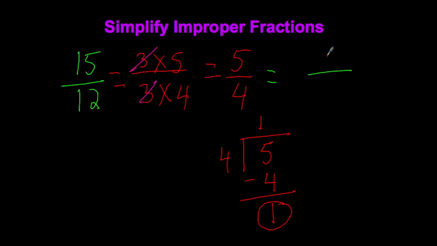Your remainder goes on the top, and your denominator, which is 4, goes at the bottom, and your quotient, which is this number, goes in the front. So these are the 3 numbers that you use. The 4 is the denominator or divisor, 1 is the remainder, and this 1 is the quotient. So that's your simplest form.